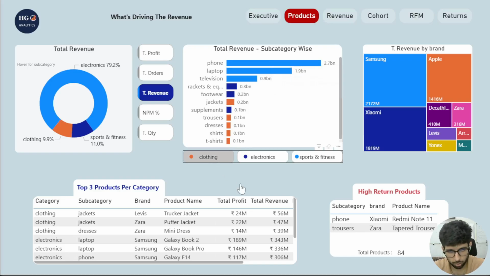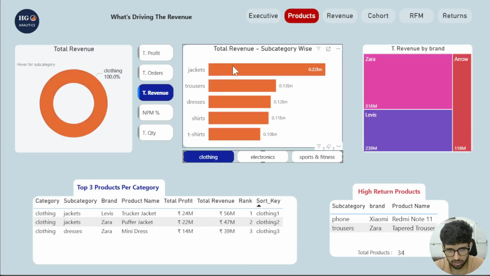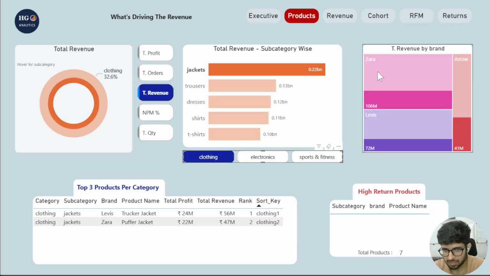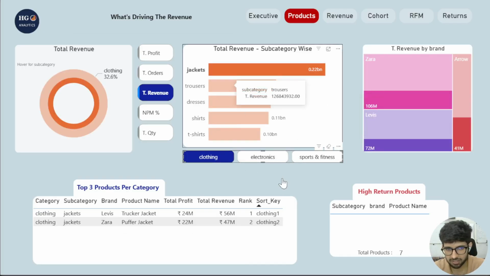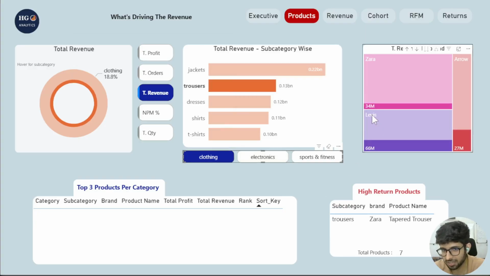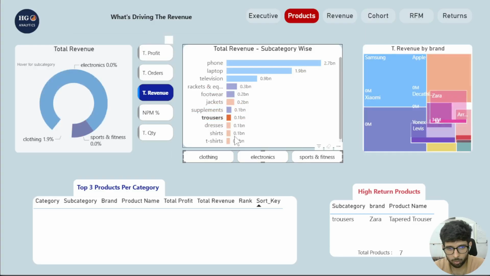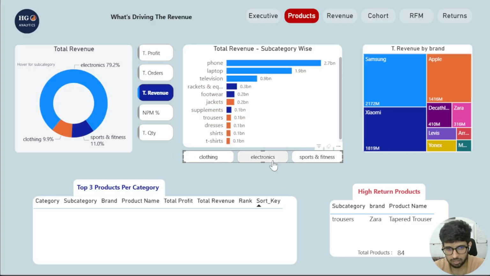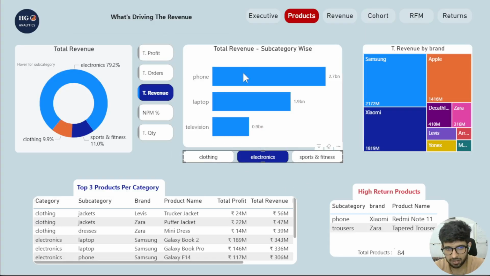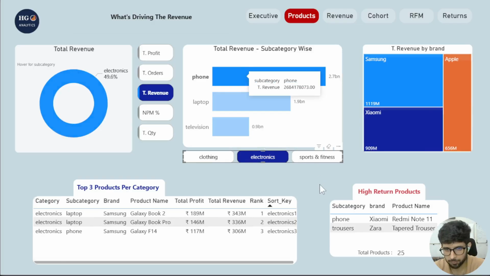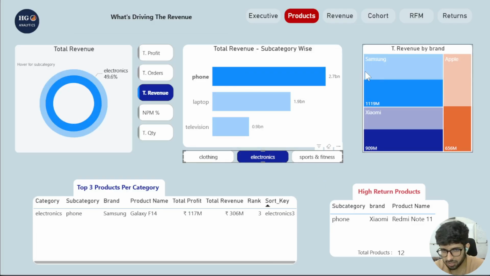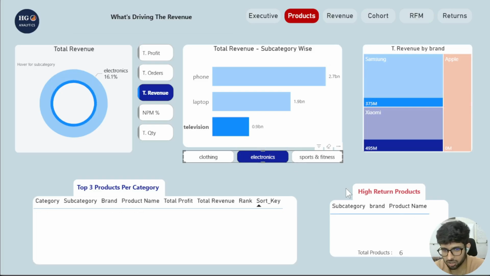When I click on clothing, let's go into clothing. This is the first one. If I check jackets, Zara is leading with 106 million revenue. While if I see for trousers, you can see Levi's is leading. Okay. And if I go back to say electronics, then if I click on phone, then you can see Samsung is giving us more revenue.